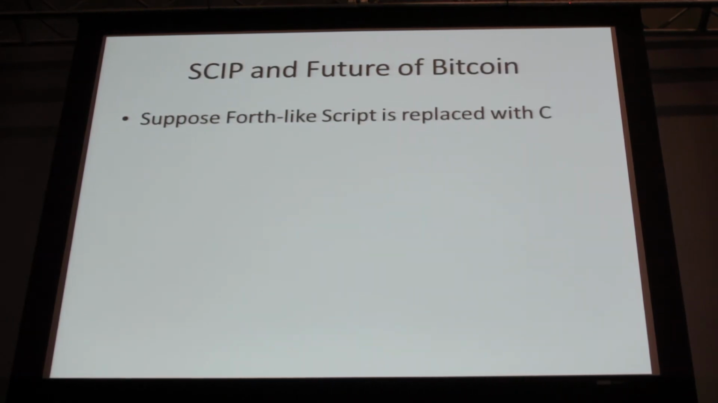So looking ahead, suppose Bitcoin likes this project, and I hope they do, I think they should. Suppose, bear with me for a minute, that at some point in the future, Forth-like Script is about to be replaced with C, which could be a good idea for a lot of reasons. And even if not, you could just have this as something that builds upon the basic Bitcoin protocol.